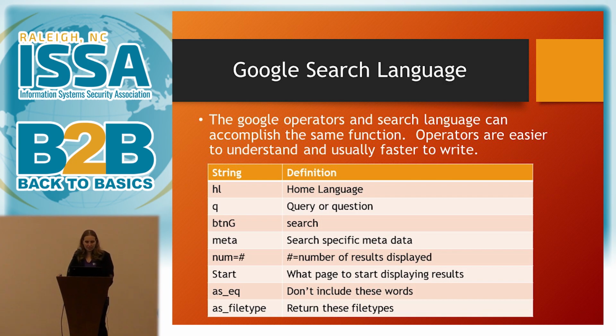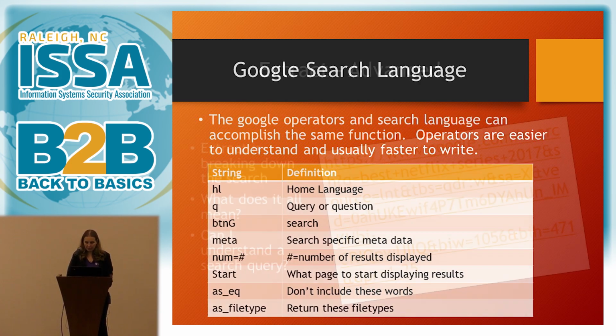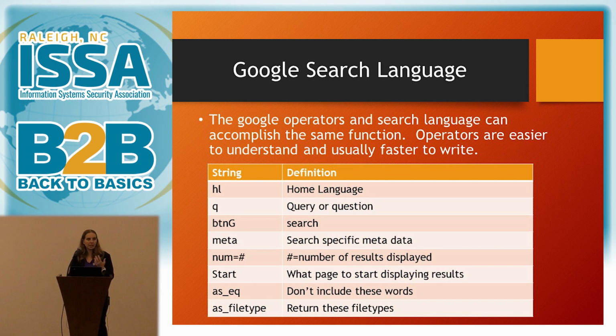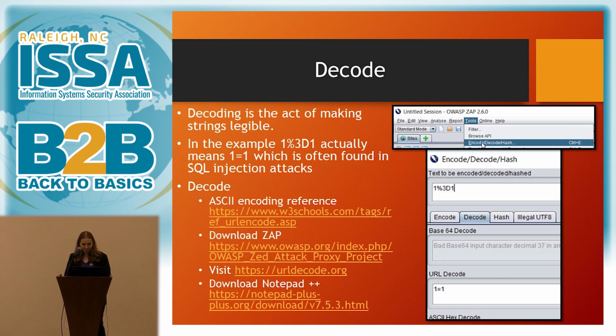If you look at this, ASEQ means don't include these words. If you see that in the search string, it means that you said, I don't want to include this. So earlier we had "not physical security." You would see ASEQ physical within the URL that you see right there. Google just has its own language, and it's actually very confusing if you were to try and write the Google search string from their language.